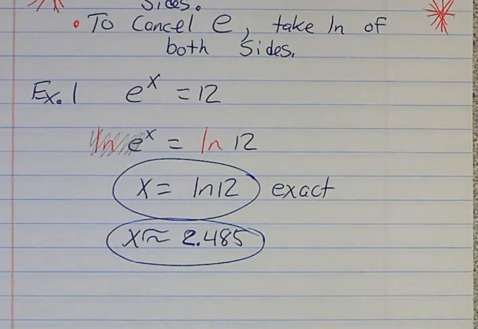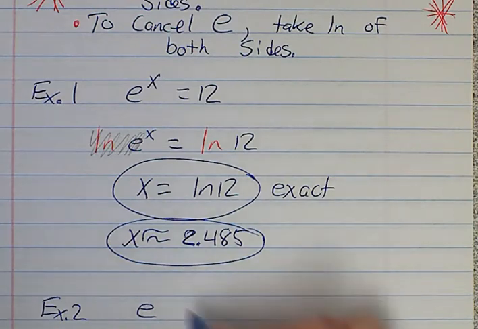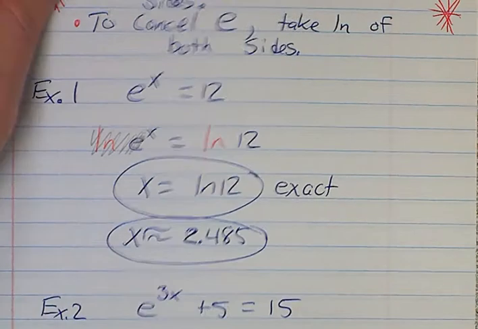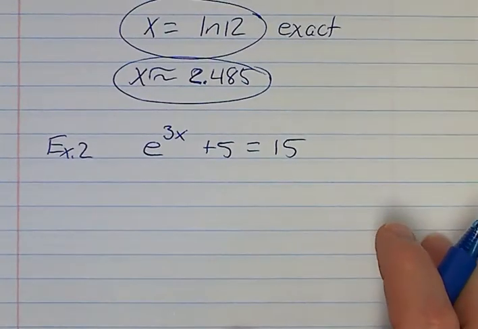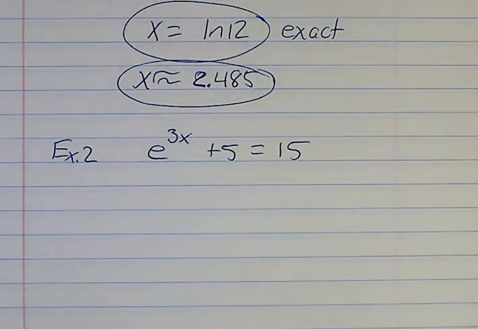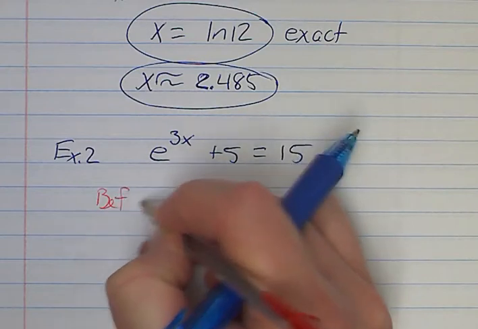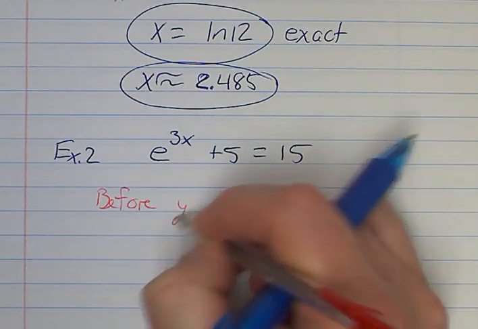Okay. One more example with an E, then we'll do a couple with an LN, and then that'll wrap us up here. Alright, for this one, we'll go e to the 3x plus 5 equals 15. And this one has one little catch to it.